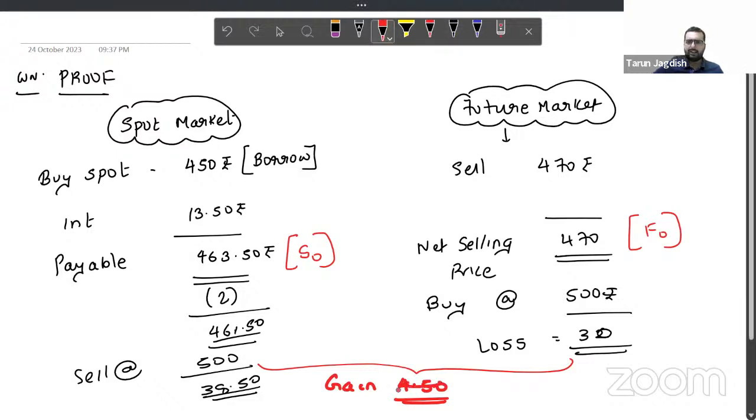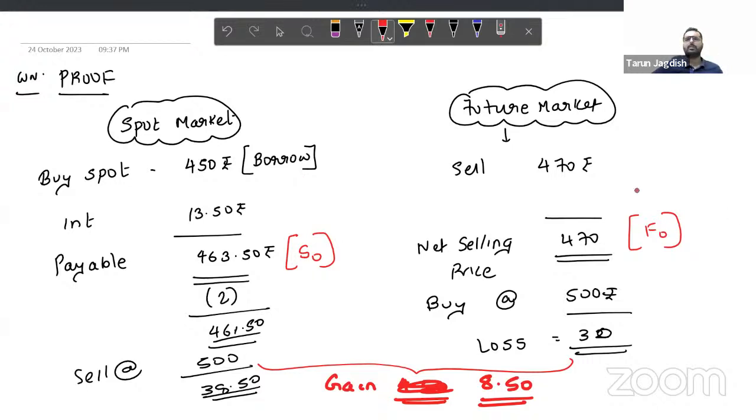Sorry, friends, I added that in the wrong place. Thank you, George, for correcting me there. Net will be 8.5, correct? Please write down now and finish it off.